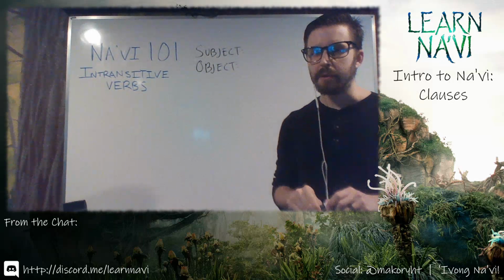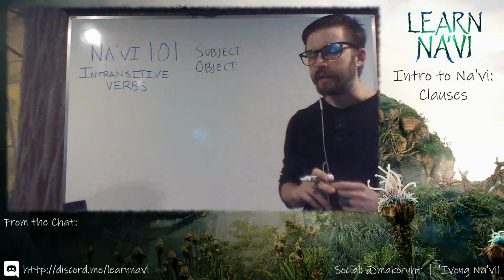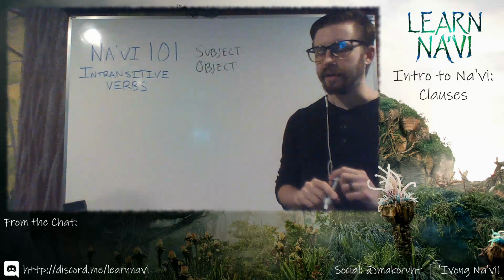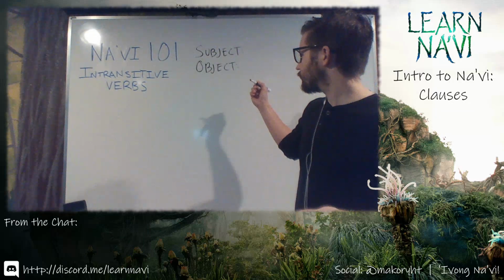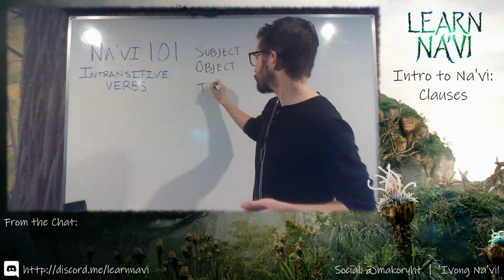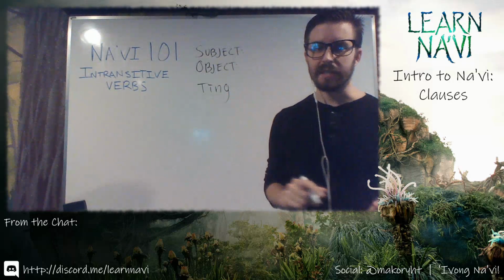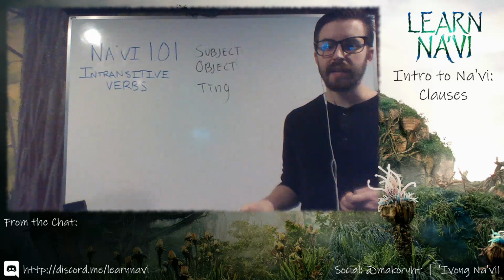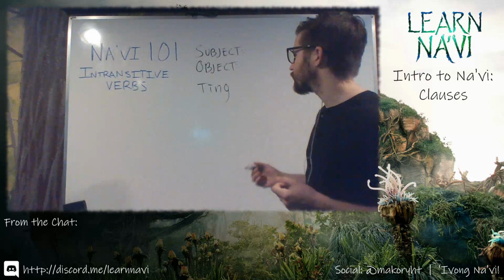The subject is the person or thing doing the action in the sentence, and the object is the person or thing that is being affected by the action in the sentence. So a good example of a verb like this is the verb ting, which is to give. It has somebody who's doing the giving, and it has a thing that's being given. And so those would be the subject and object of this verb.